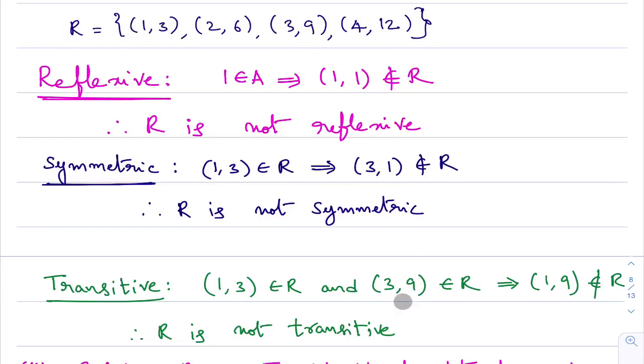What is this first bit? They gave one relation. They are asking you to check reflexive, symmetric, transitive. It is not reflexive. It is not symmetric. It is not transitive. Now we'll move to the second bit.